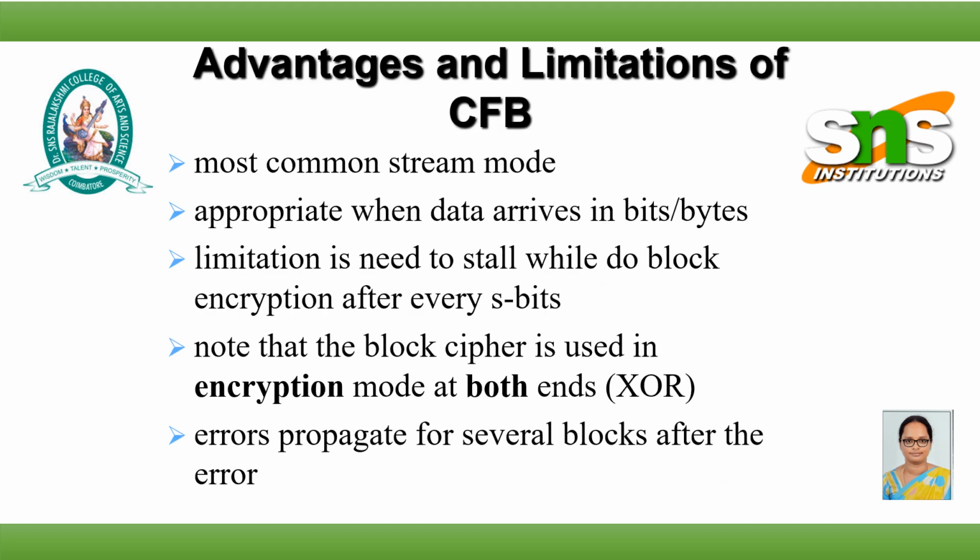The main advantages and limitations of cipher feedback: it is the most common stream mode, and it is appropriate when data arrives in bits and bytes. The limitation is the need to stall while doing block encryption after every S bits. Note that the block cipher is used in encryption mode at both ends, and errors propagate for several blocks after the error.